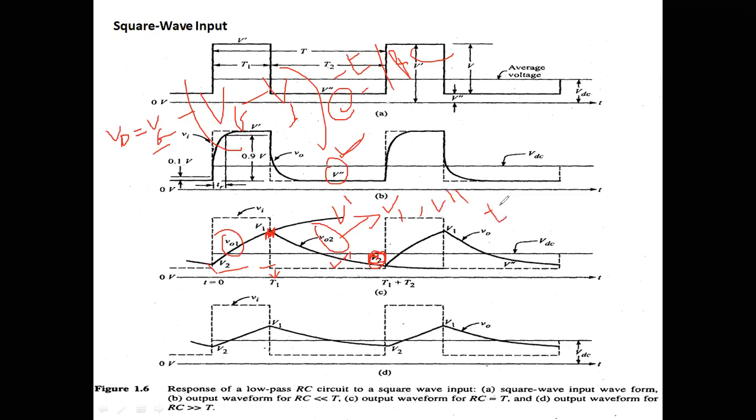The time period will be T2, or T1 plus T2 if you take the total time period. Otherwise you can place T2. In order to get VO1, the initial voltage is V2 and the final voltage is V dash. This information you have to keep in mind.